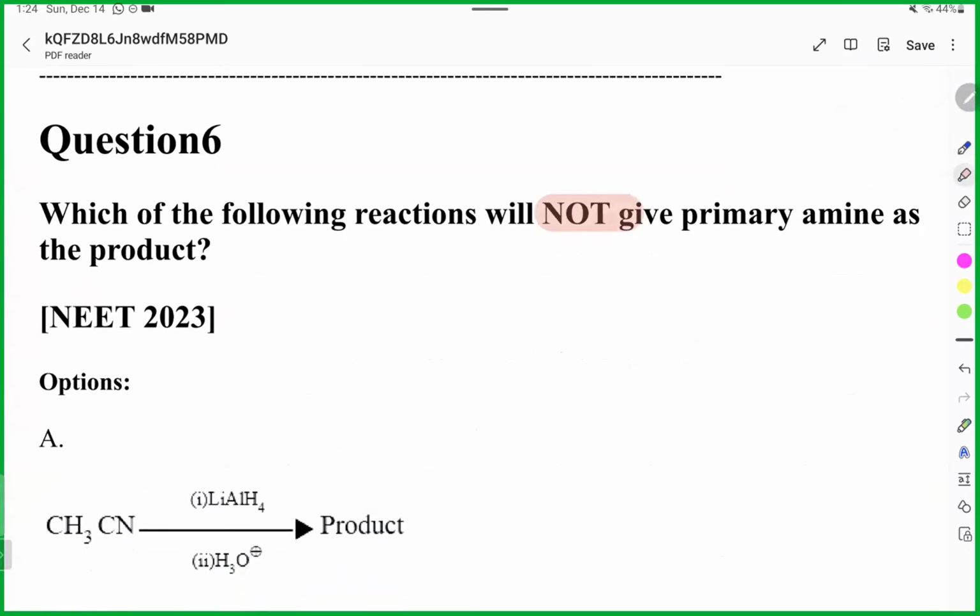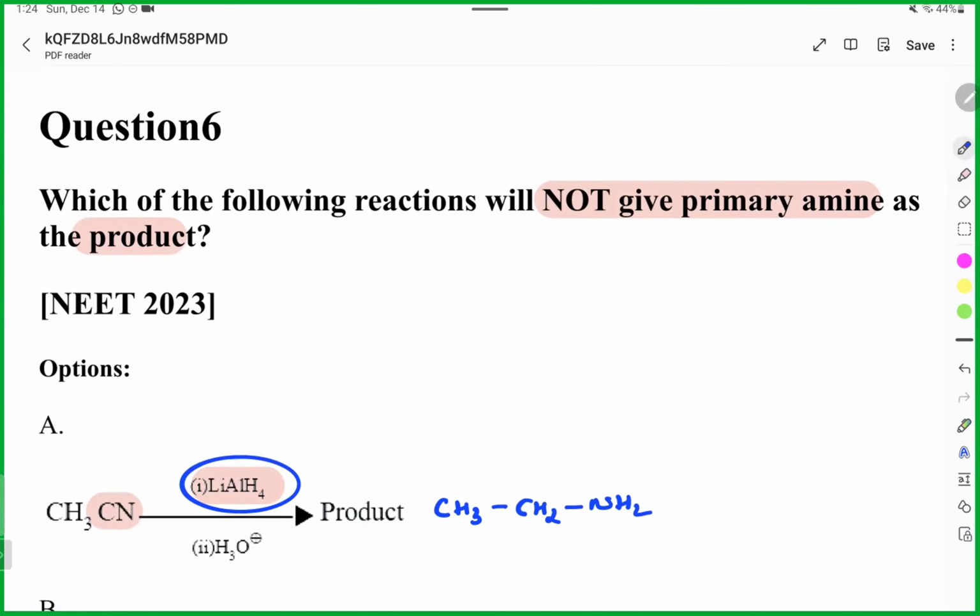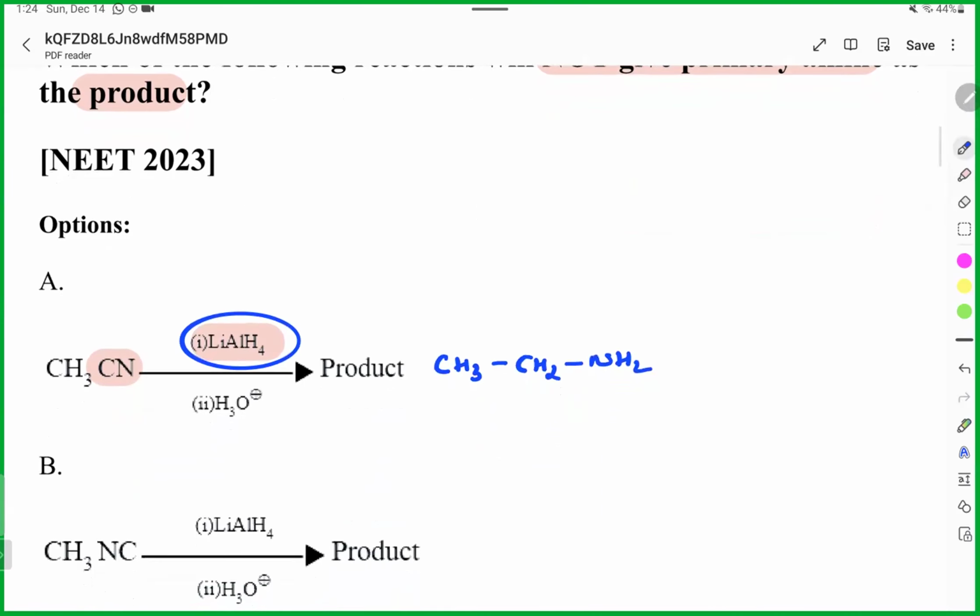Anvita, which does not give primary amine as the product? If you take this, what will be the product? Hydrogen addition, it is reducing. What will be the product in this case? Hydrogen addition, secondary amine.